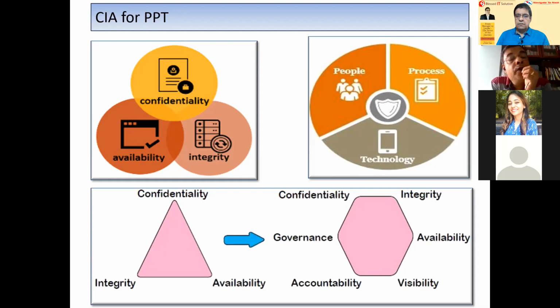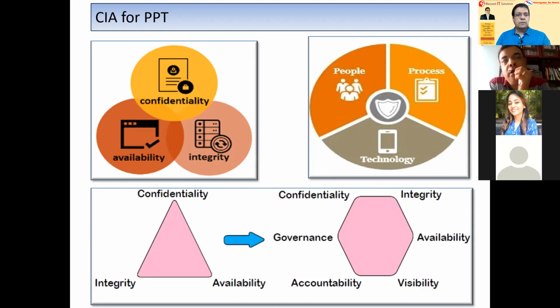And all these three things, for whom you are doing it? For PPT, that is for the people, the process, and for the technology. So people means the user of an organization. So you are actually maintaining the confidentiality for the people or for the employees of the organization. You are maintaining the CIA to be compliant with the defined process, which is a confirmed process. And of course, you are using the correct and appropriate technology. That is the most important thing.